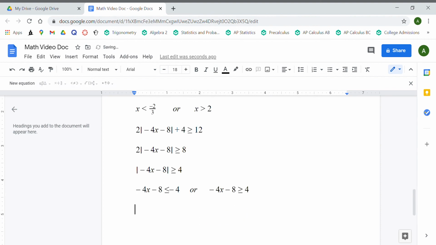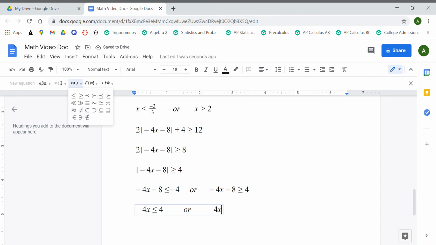Now we solve each one of these. Negative 4x minus 8 is less than or equal to negative 4. Ooh, missed the x. And then negative 4x is less than or equal to negative 4 plus 8, which equals 12.